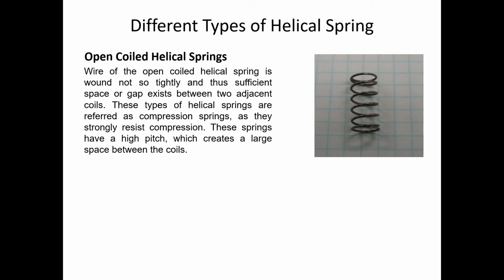Next, open coil helical spring. The open coil helical spring is wound not so tightly, and thus sufficient space or gap exists between two adjacent coils. So if you look at this figure, you can find between any two adjacent coils you have sufficient gap. This type of spring is basically used for compression. This type of helical spring is referred to as a compression spring as they strongly resist compression. This spring has a high pitch which creates large space between the coils.